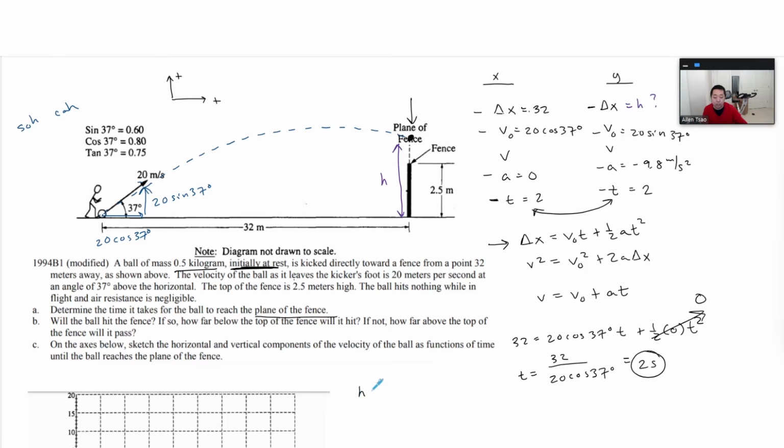And I'll say H equals V0t, 20 sine 37 times 2, plus 1/2 times a, which is negative 9.8, times t squared. Sorry, I didn't give myself enough room to write that out. But hopefully that makes sense. I'm just plugging the numbers into this equation here. So if I do that real quick, minus 4.9 times... I got 4.47 meters.